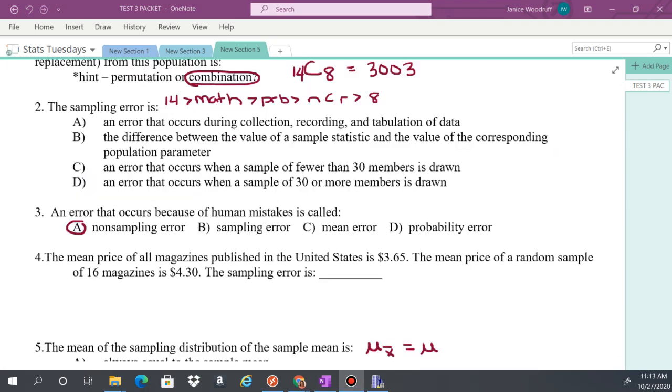All right, let's take a look at these. Go back to number 2. Sampling error is, you should have gotten B here, the difference between the value of the sample statistic and the value of the corresponding population parameter. That's vocab in 7.1.